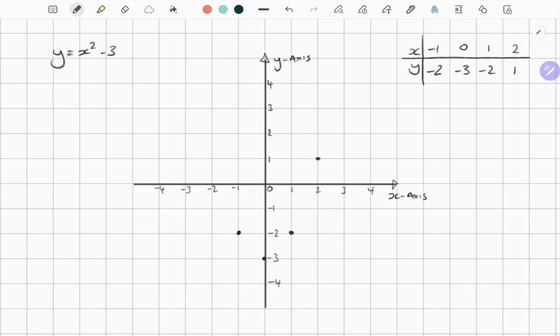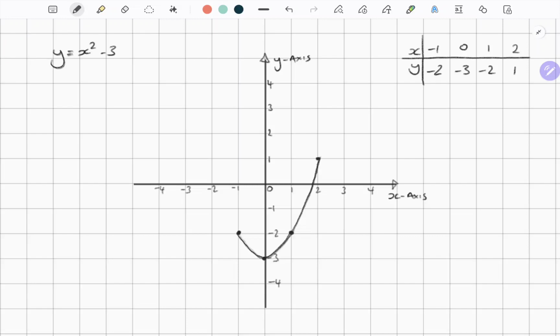So your graph, and if I can draw it properly, that's my dog whining in the background, I do apologize. If I can draw this well enough, it's probably not a nice enough curve down here, but you get the idea. This is what your graph would look like having plotted those points.